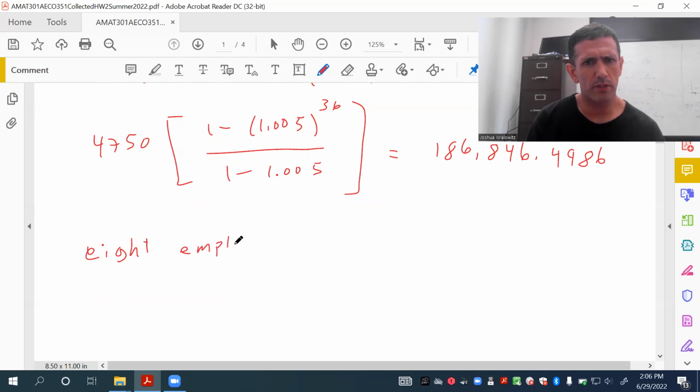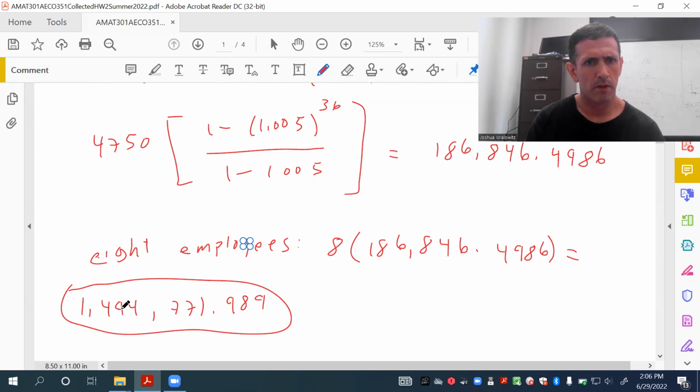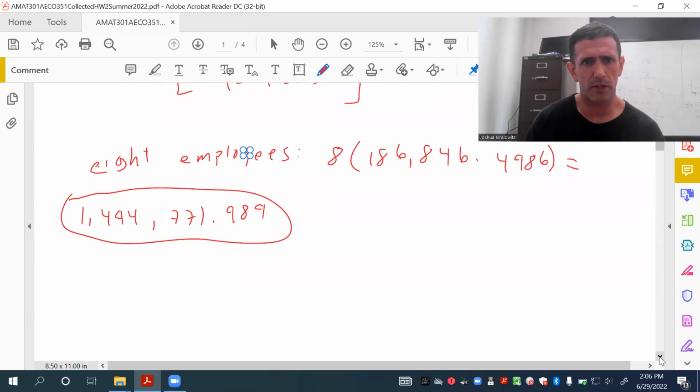So for 8 employees, just multiply by 8. 186.8464986 times 8, and you get 1494.771989. Okay, so this is quite easy for the machine.